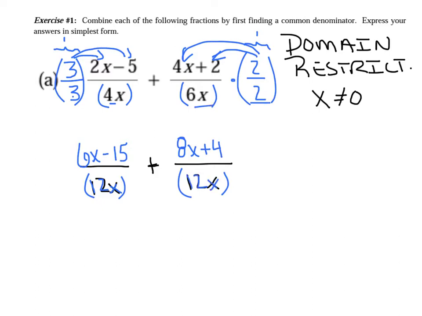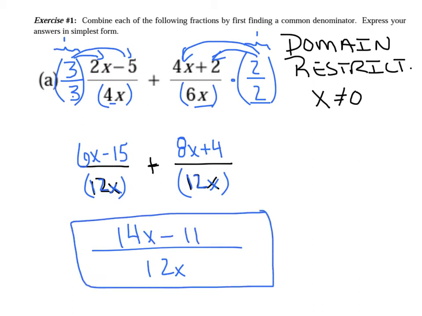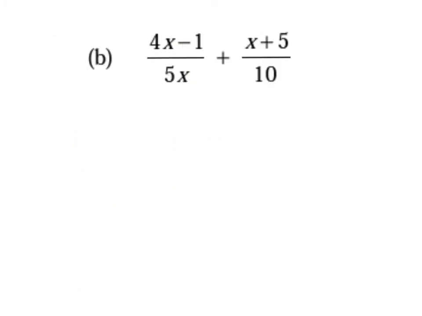Now that we've got common denominators, life is easy. We're just going to combine the numerators, and the 6x and the 8x give me 14x, the negative 15 plus the 4 gives me negative 11, and ladies and gentlemen, this is my final answer. There is no GCF in my numerator, there's nothing to factor out, therefore there's nothing to reduce.